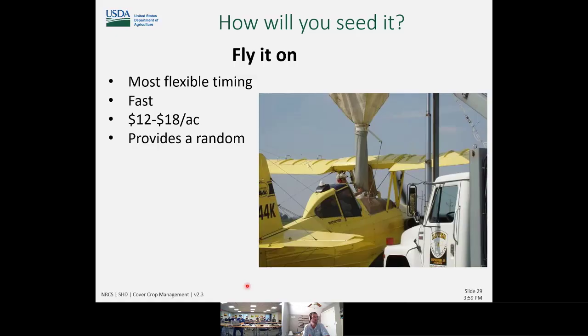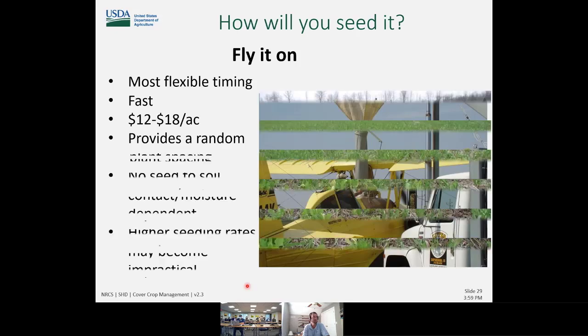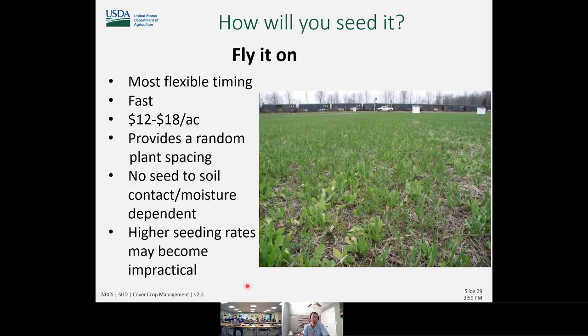Flying on is very flexible in timing, especially if you have fair weather. This is very fast, of course, as well. $12 to $18 per acre. It's going to provide random plant spacing. No seed to soil contact is going to be guaranteed, and it's going to really be moisture dependent. So if we can get those cover crops broadcast on aerially ahead of a rain, then that could be very, very good and very, very successful for the producer.